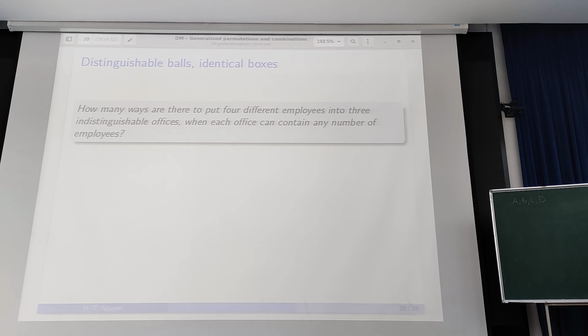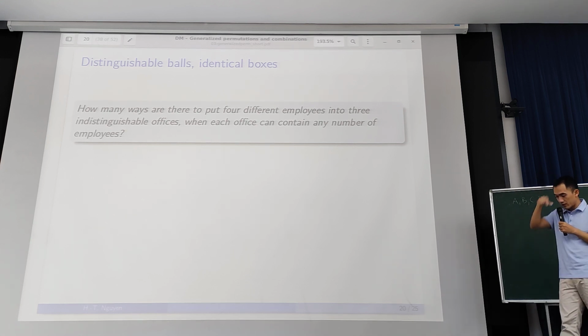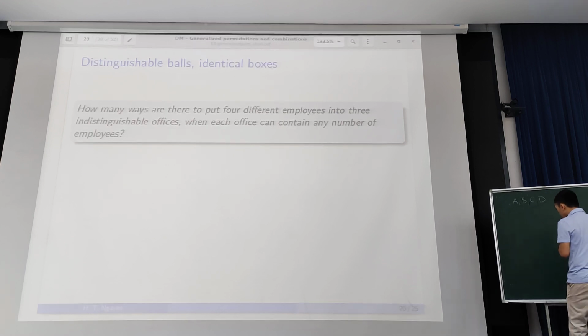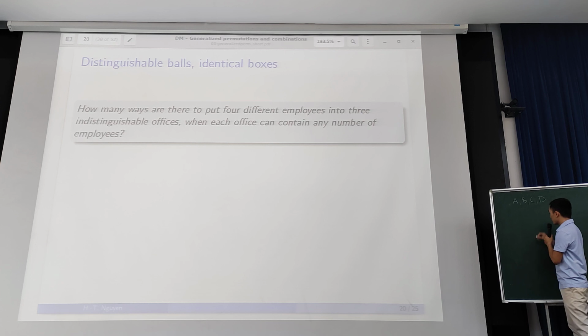So first, before we put the employees in the offices, we have to determine how many employees we will put in each office. Okay. So the first case is the obvious one.